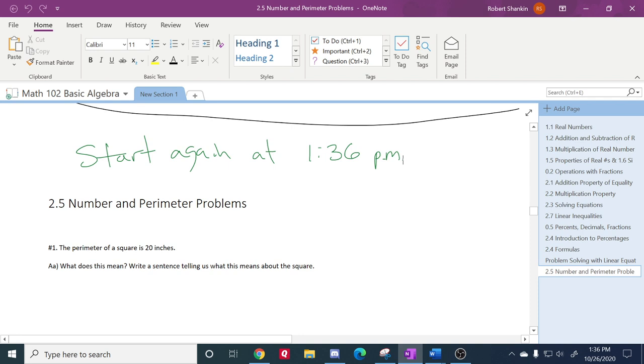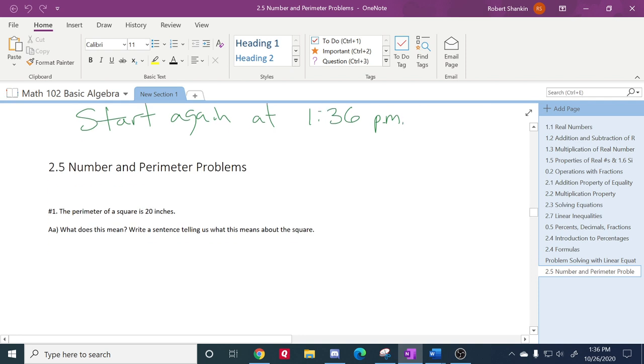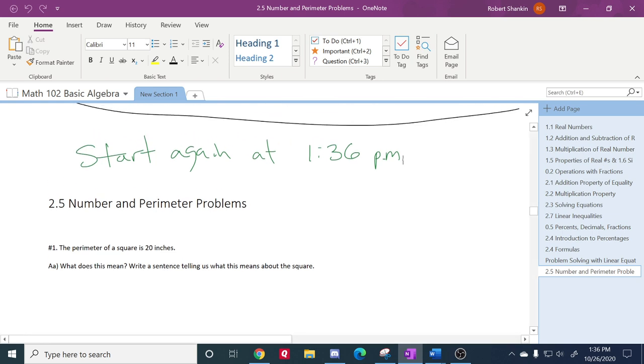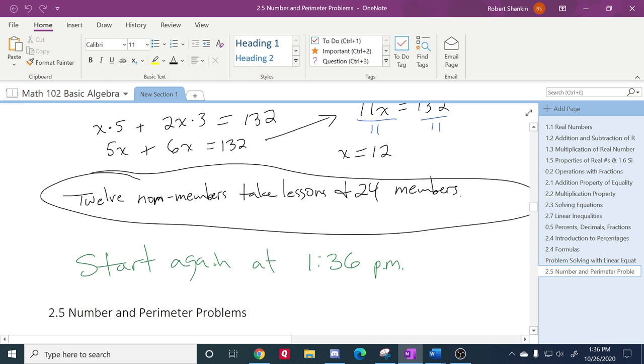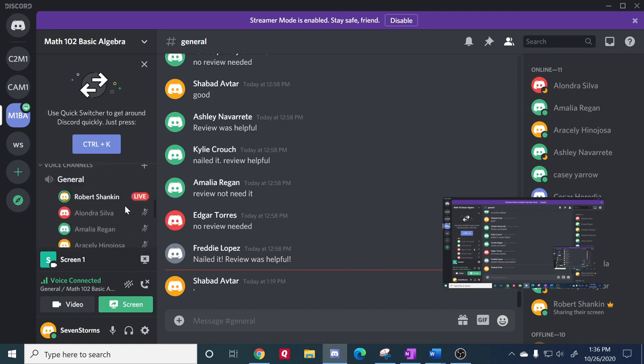We're going to start up again. And the section for today is 2.5, number and perimeter problems. All right, and before we jump into these problems though, let me check on how many groups we have. We have 5 groups. We only have 11 people here, so we're going to have to do some shifting. I know we're not going to be filling up all 5 groups.